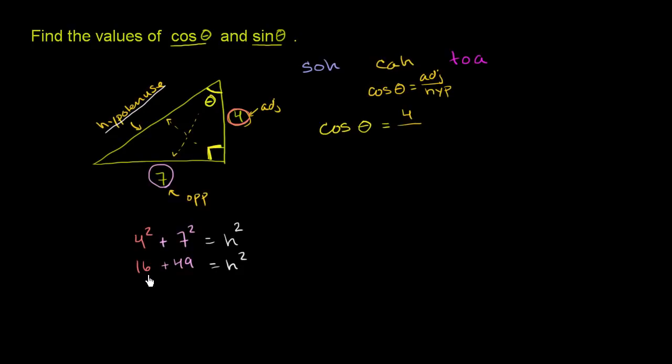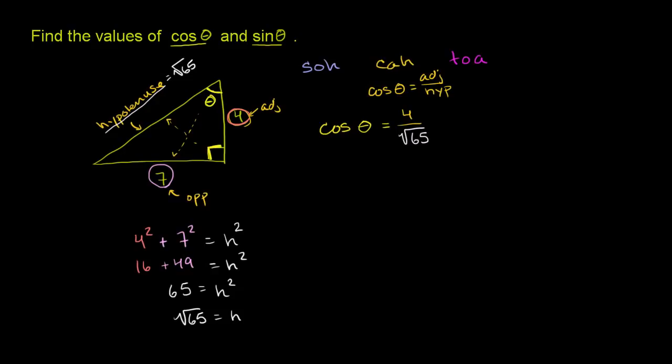16 plus 50 would be 66, so 16 plus 49 is 65. H squared is equal to 65, or we could say that H is equal to the square root of 65. It doesn't look like there are any perfect squares in here. 65 is 13 times 5, and neither of those are perfect squares, so this is about as simplified as we can get this radical. So the hypotenuse is equal to the square root of 65. In this case, cosine of theta is equal to the adjacent side, which has length 4, over the hypotenuse, which has length square root of 65.